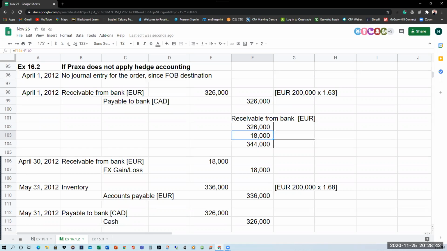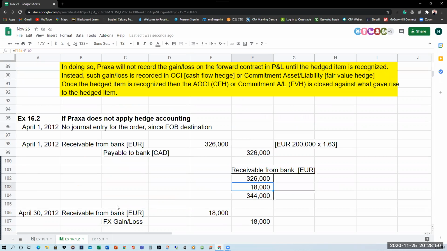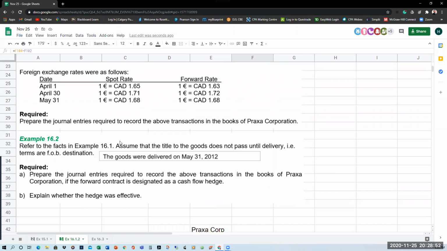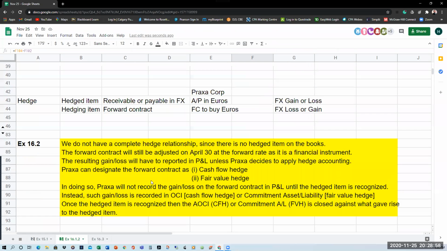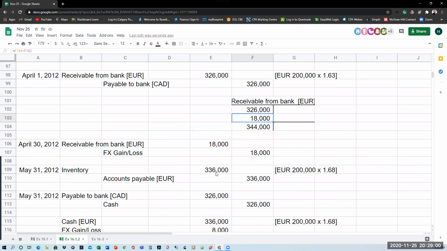On May 31st, the goods are delivered. So once the goods are delivered, you'll debit the inventory, credit accounts payable. The spot rate for May 31st is 1.68. So you will debit the inventory for $336,000 using the 1.68 rate and credit accounts payable.